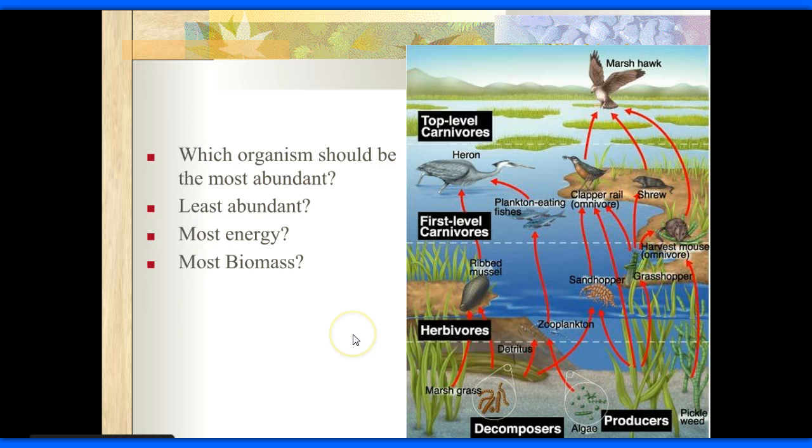So just to review a few things, if we look at this particular food web, it shows many connections between organisms. Obviously, these producers are what are making the sugars for everything in this ecosystem. So if you could write down in your notes which organism in this diagram would be the most abundant, the greatest in numbers, which would be the least abundant, which ones have the most energy content per unit, and which ones would have the greatest amount of biomass in this system.